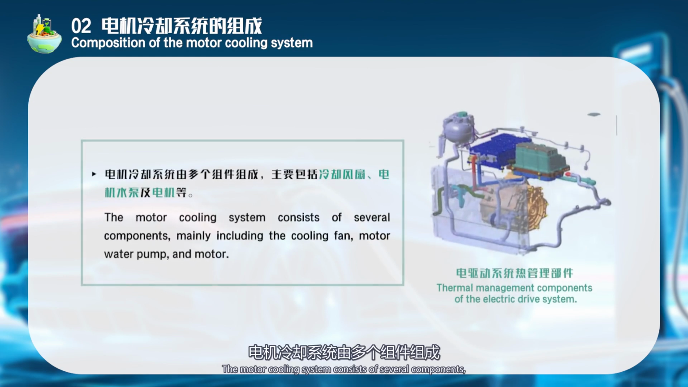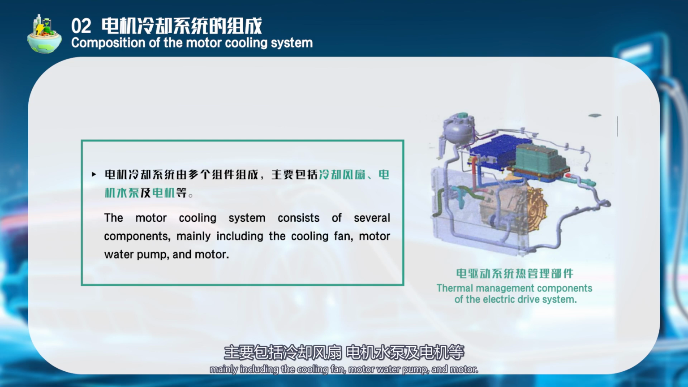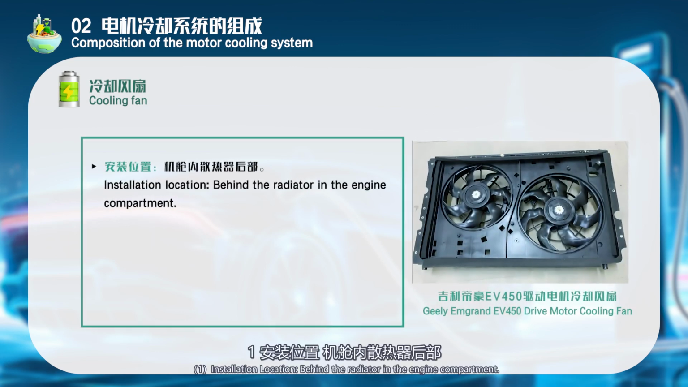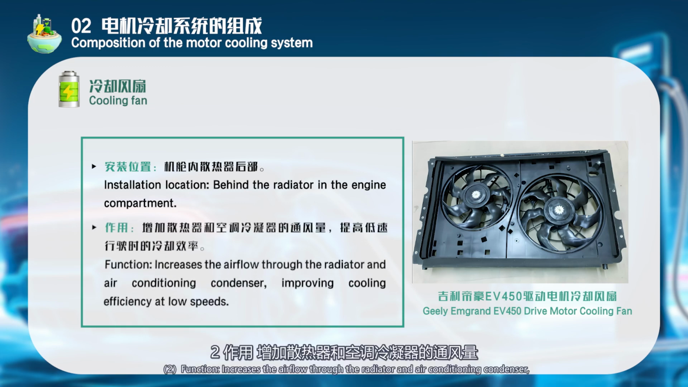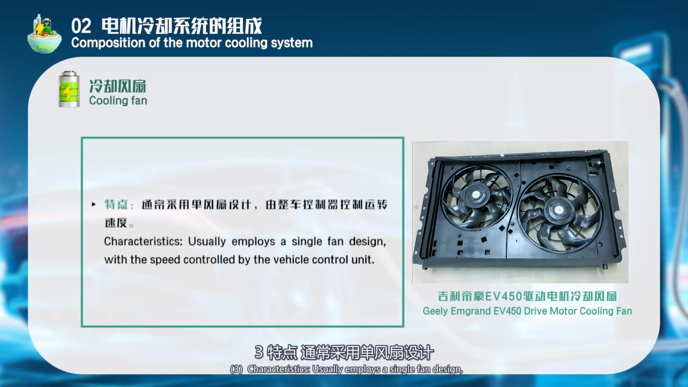The motor cooling system consists of several components, mainly including the cooling fan, motor water pump, and motor. 1. Cooling fan. 1. Installation location: behind the radiator in the engine compartment. 2. Function: increases the airflow through the radiator and air conditioning condenser, improving cooling efficiency at low speeds. 3. Characteristics: usually employs a single fan design, with the speed controlled by the vehicle control unit.